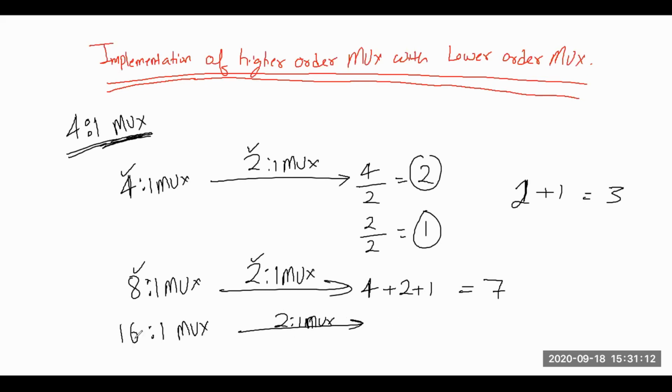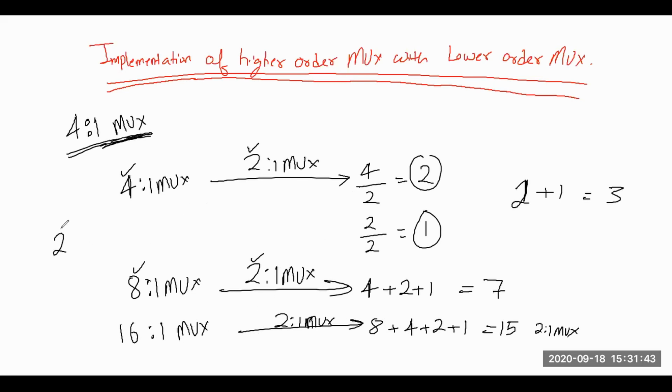So in this case, 16 divided by 2 will be 8, 8 divided by 2 will be 4, 4 divided by 2 will be 2, 2 divided by 2 will be 1. And the sum of this will be 15. So in this case, I need 15 2 is to 1 multiplexers for designing this 16 is to 1 multiplexer. I can realize the same thing in a generalized way also.